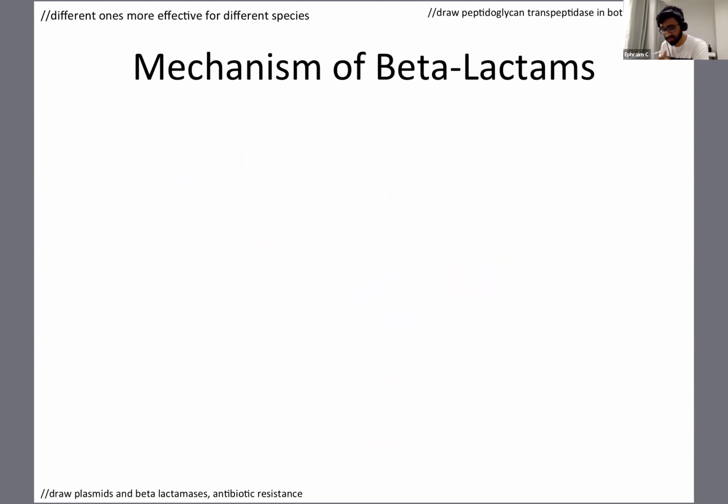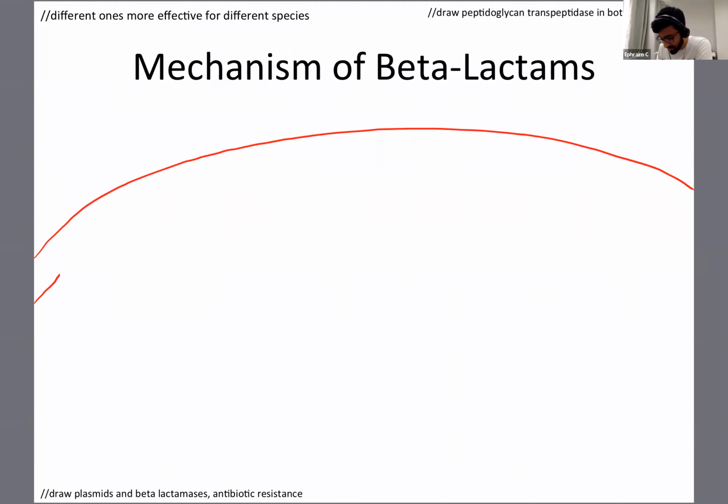Let's zoom into the mechanism of how these antibiotics are actually working. I said they work on both gram-negative and gram-positive, but they're preferentially going to kill off gram-positive bacteria. Let's look at how. What I'm going to draw is a gram-positive bacterium. The same mechanism applies for gram-negative, but let me draw a gram-positive.